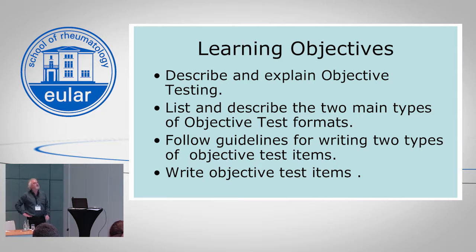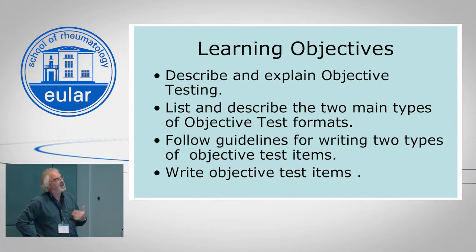The learning objectives for this session are that we should be able to describe and explain objective testing, and list and describe the two main types of objective test formats. We're going to be looking at what's called single best answer questions and extended matching questions. Then I'm going to talk to you about how to write those two types of questions and give you a recently developed framework that's very useful for writing lots of these sorts of questions. And then, because it's a workshop, you're going to spend the rest of the time writing questions.